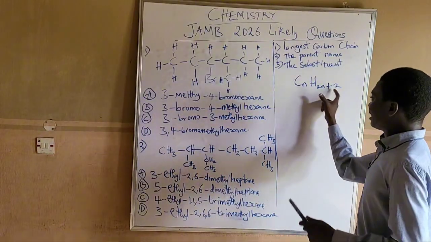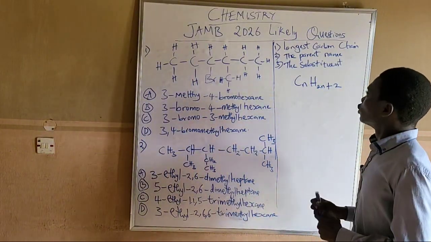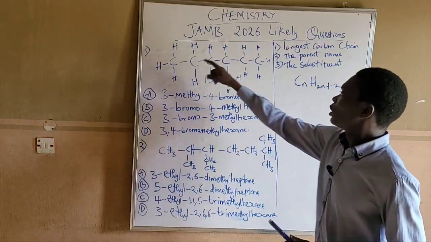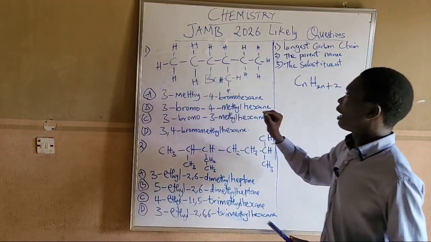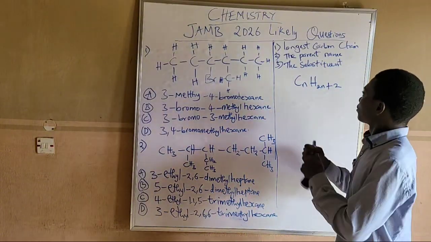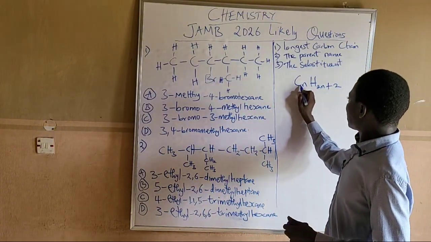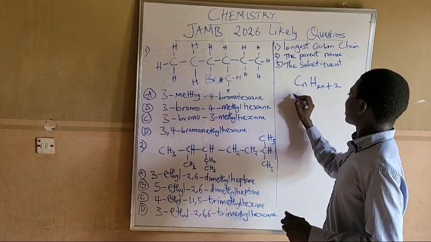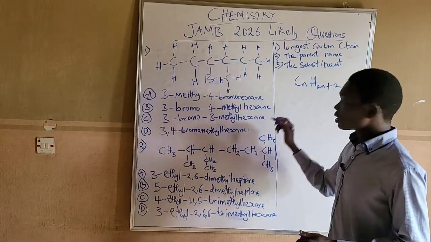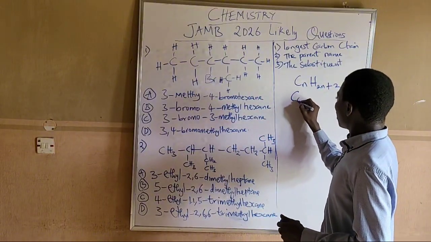Okay. Now, this is the formula for alkane. So we want to get the parent name now. Mind you, the carbons that we have here, they are 6 carbons, which means this is CnH2n+2. Instead of writing n, I'll put 6, which tells us that the carbon is 6. That will be C6.